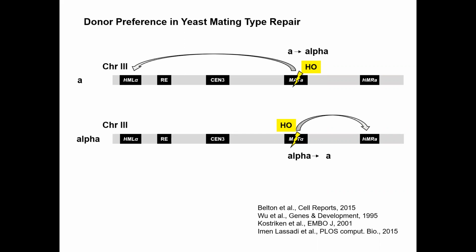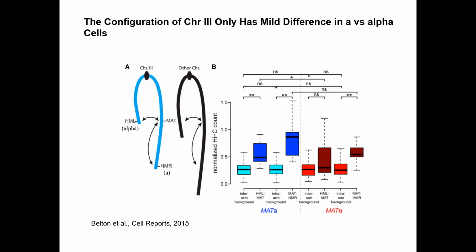I think a very reasonable hypothesis is that in A and alpha cells, you have different chromosome 3 conformation. So probably in the A cells, HML is simply very close to the mating locus. So when this DNA break happens, it naturally uses this as a template, and vice versa. However, when people actually used Hi-C to measure the chromosome 3 conformation in A versus alpha cells, they did not see a very significant difference.